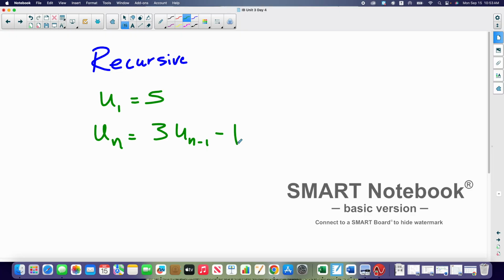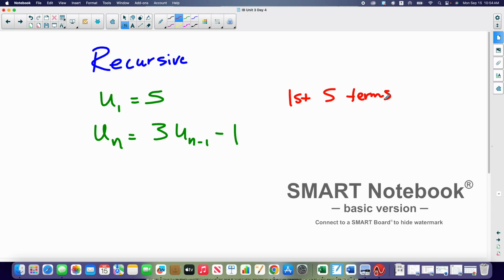U1 equals 5. Un equals 3 times Un minus 1, minus 1. All right? And I want to find the first 5 terms. Okay? I want to find the first 5 terms.